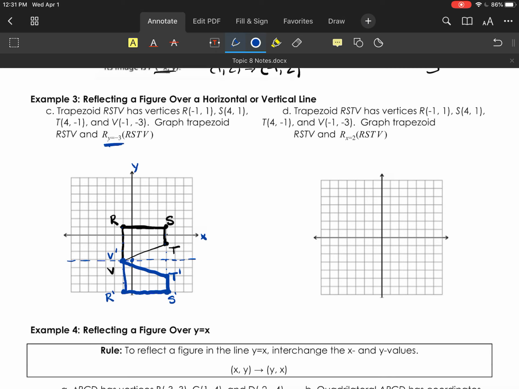So get a piece of paper, draw it out, count over the line of reflection, make sure that the 2 points, your image and your pre-image, are the same distance away from the line of reflection.